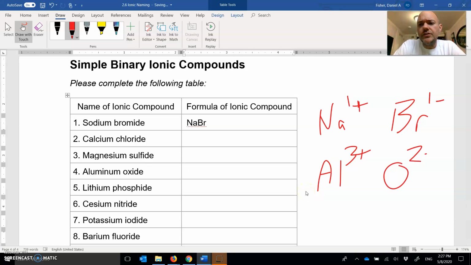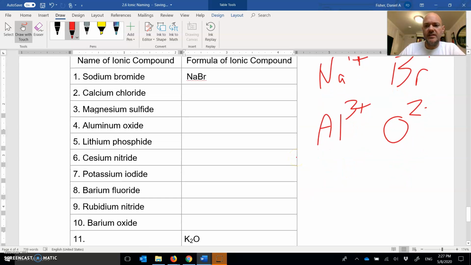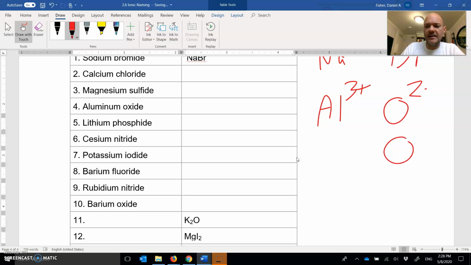Now, those two definitely don't go together. And it doesn't get any better if I add, scroll down a little bit so I have a little more space, it doesn't get better if I add another oxygen, right? Because now they still don't match up. I've got -4 and I've got a +3. So sometimes you have to add some to both sides.